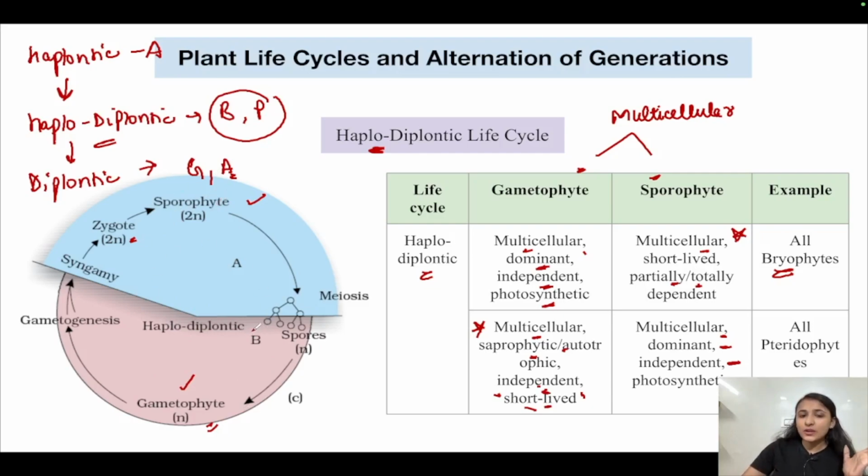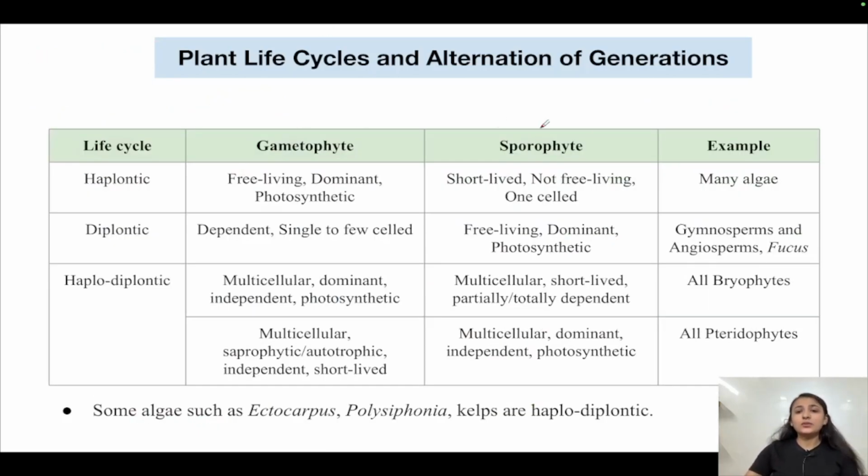In pteridophytes, both the gametophyte and the sporophytic stage are independent stages. However, the gametophyte is the short-lived stage and the sporophyte is the dominant stage and occupies the major part of the life cycle. Okay. Now, this is a brief summary, a table that I have made summarizing all the life cycles.